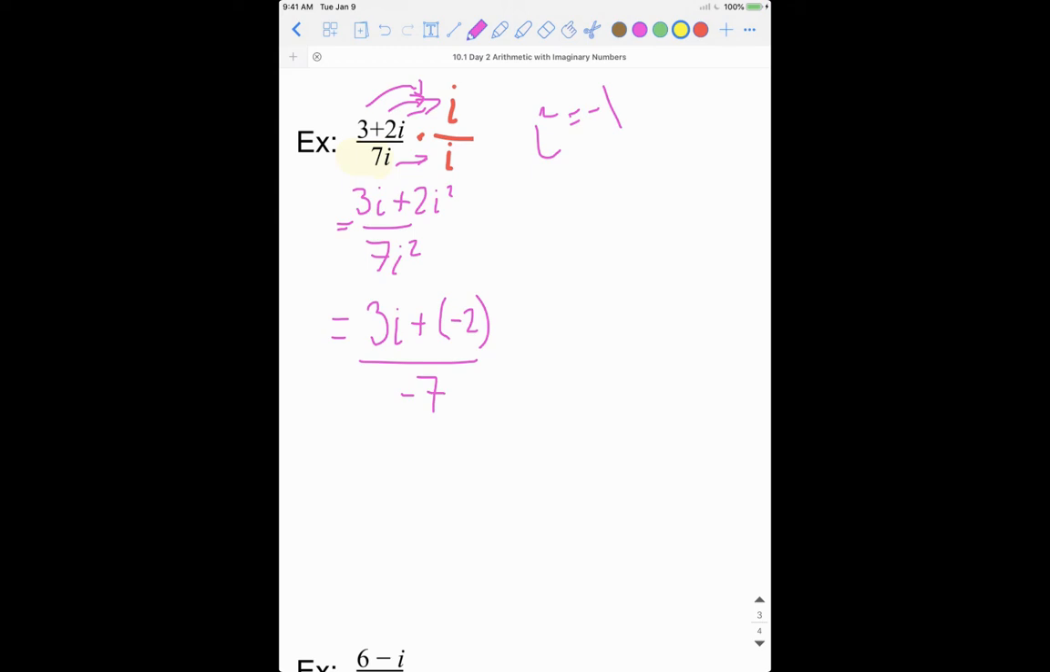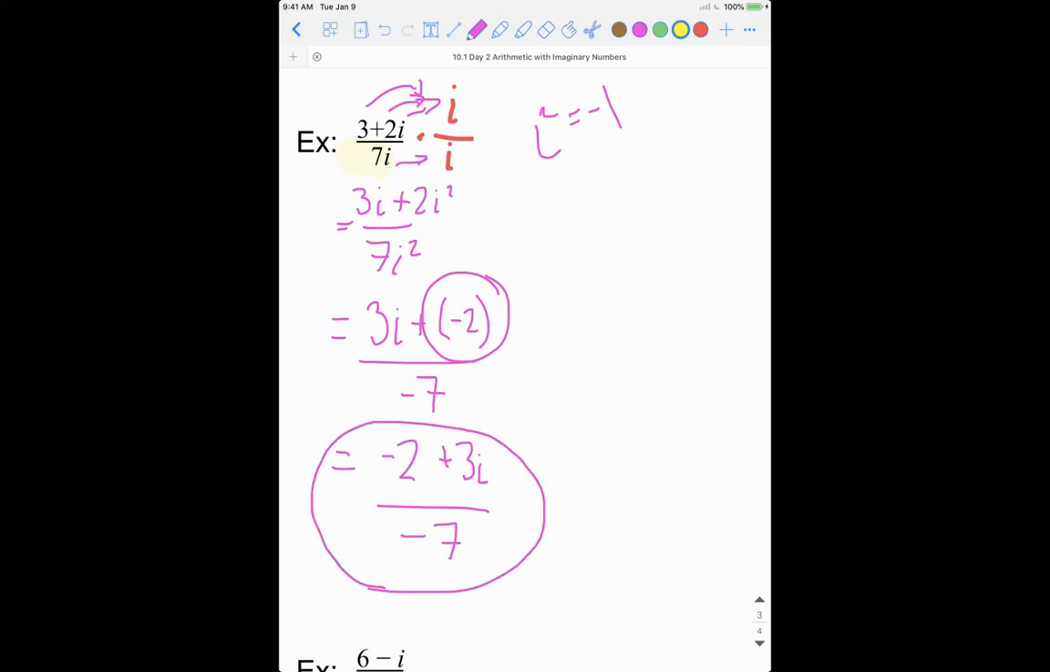In the last video, we said we always want to make sure we put our real term first, so we want to put this term first. So we've got -2 plus 3i divided by -7. That's as far as we need to go. We only need to get to a point where we have no i's in our denominator. So that's one.